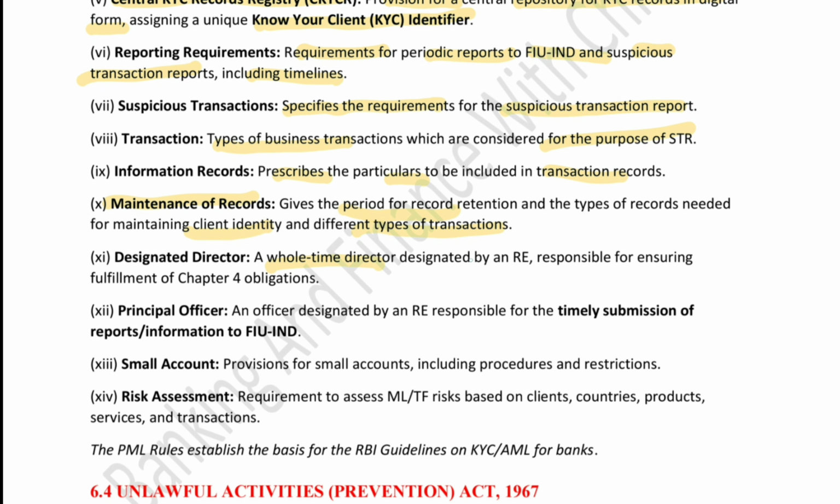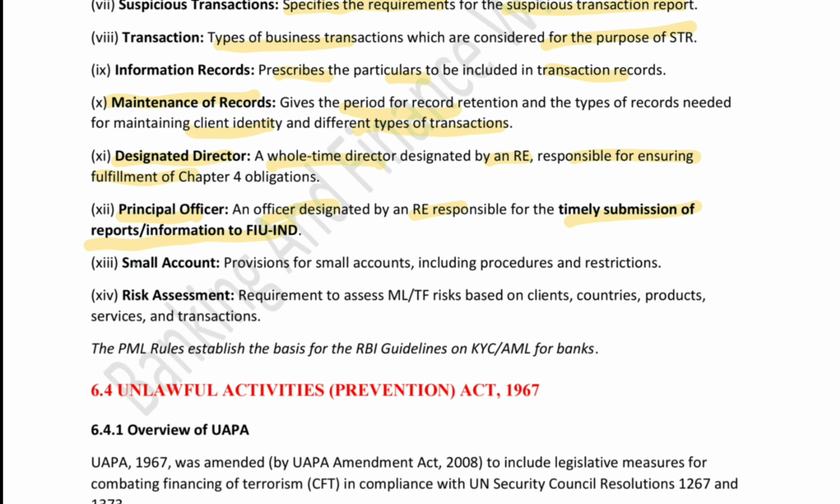Then a whole-time director is designated by a regulated entity who is responsible for ensuring the fulfillment of the chapter 4 PMLR obligations. So it gives the definition of a designated director. Then it also gives the definition of the principal officer, an officer who is designated by the regulated entity and is responsible for the timely submission of reports and information to FIU IND. Then it gives the small account provisions, including procedures and restrictions in a small account.